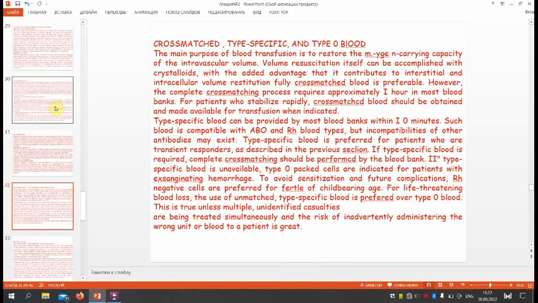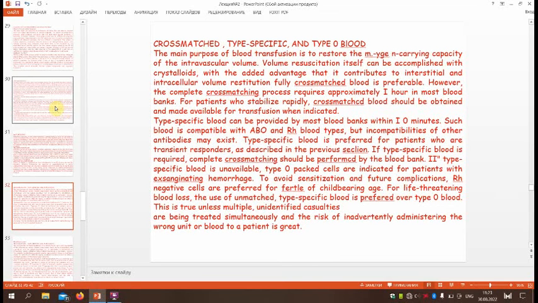Type-specific blood can be provided by most blood banks within 10 minutes. Such blood is compatible with ABO and Rh blood types, but incompatibilities of other antibodies may exist. Type-specific blood is preferred for patients who are transient responders, as described in the previous section. If type-specific blood is given, complete cross-matching should be performed by the blood bank.